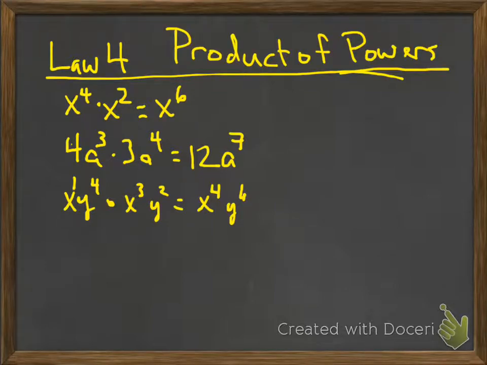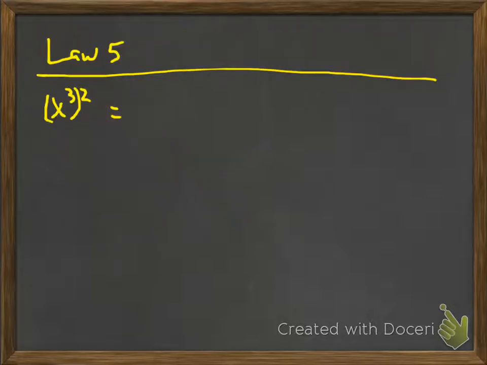What do we call this? We call this the product of powers property. But again, what is the rule? Can you tell me what that rule is? Let's see. Alright, law number 5.